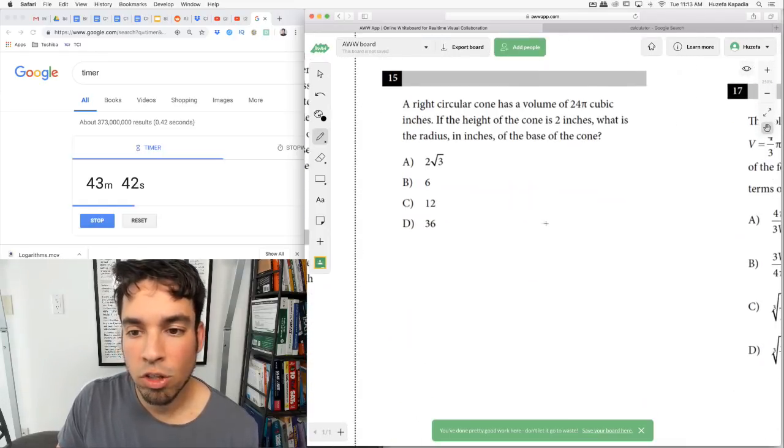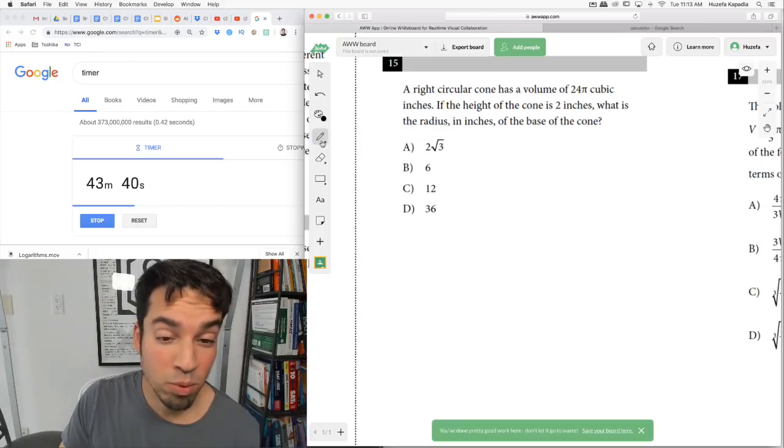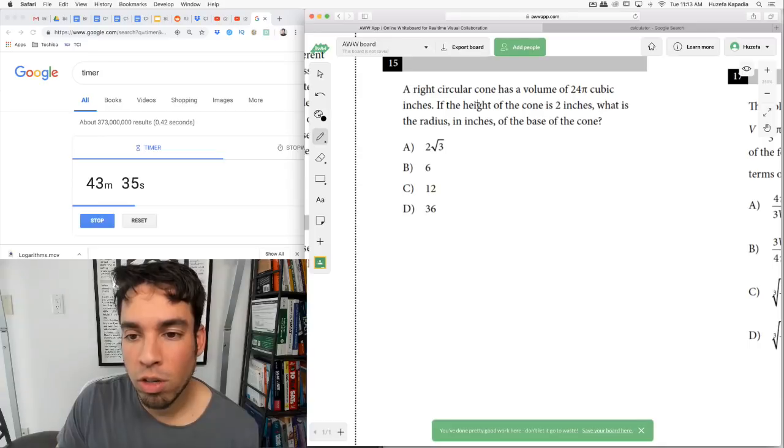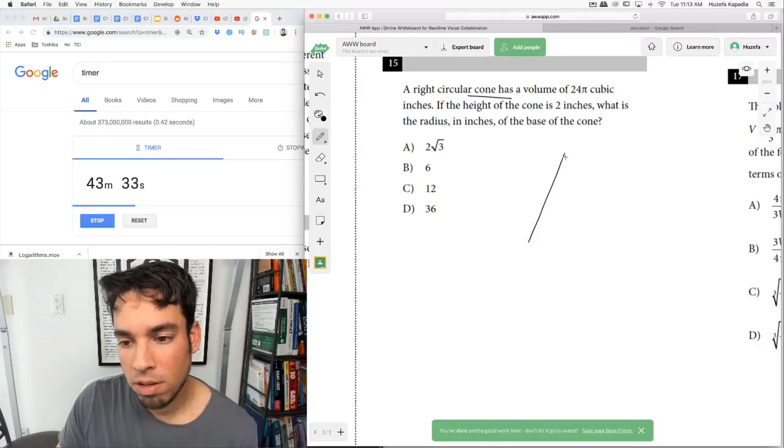Next, a right circular cone. So on the real test, this is the one I remember really well because I got this one wrong, and I was so mad. A right circular cone, I read it as cylinder.